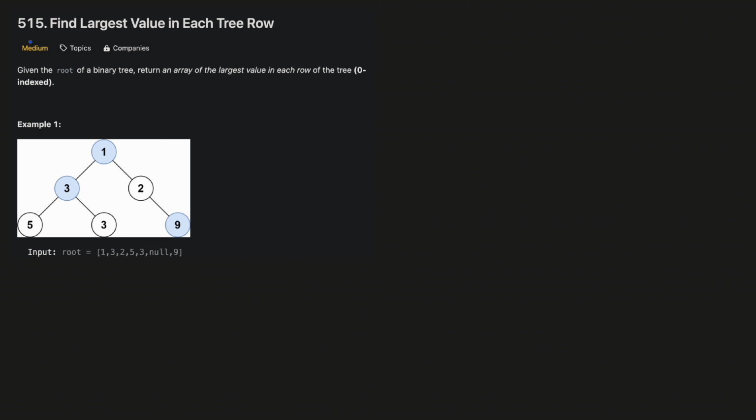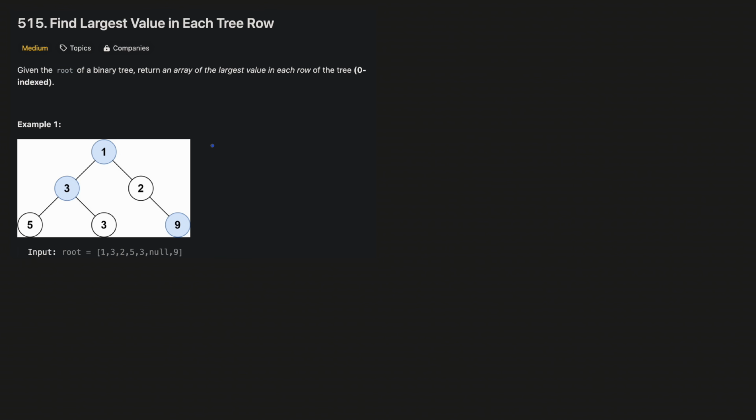Find the largest value in each tree row. Leetcode 515. In this problem, we are given the root of a binary tree and we have to return an array of the largest value in each row of the tree, which is 0 indexed. Then in example 1, for the given tree, there are 3 levels or rows, level 0, level 1 and level 2. And our output consists of the largest number at each level, which we will return as a list.